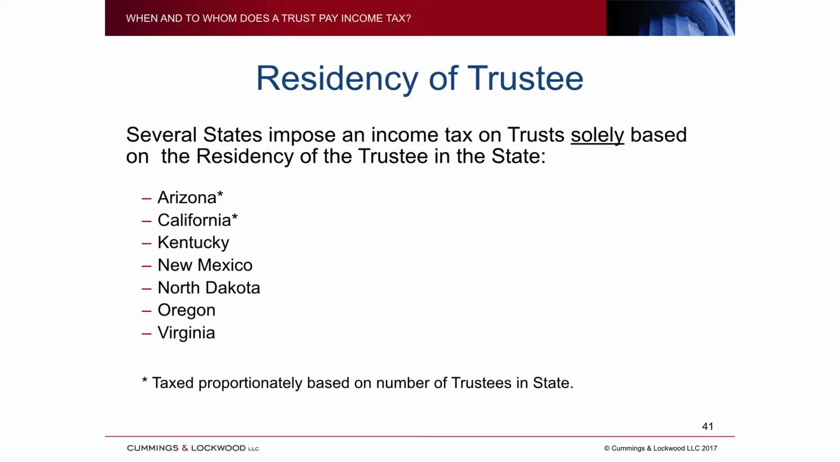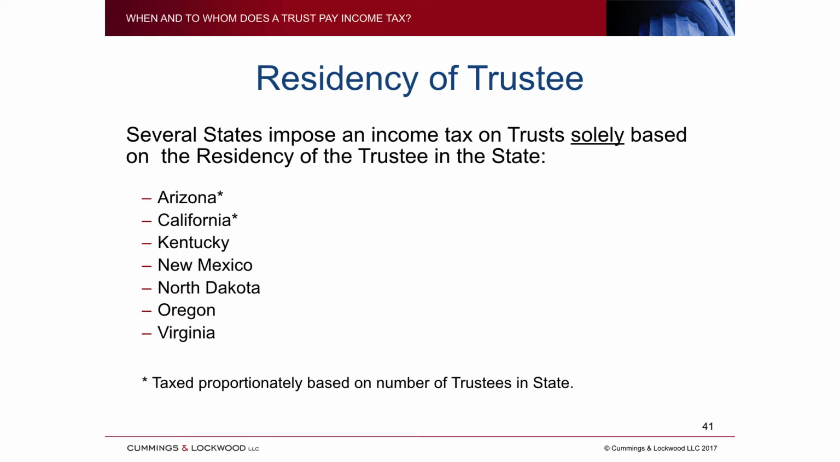Next is the residency of the trustee. There are several states that look just at where the trustee resides, and I mentioned one earlier, California, and that decide that they're going to tax just because you have a trustee living in that state. And I think this came as a surprise to a lot of people, that this was one of the things that causes a trust to be taxed.